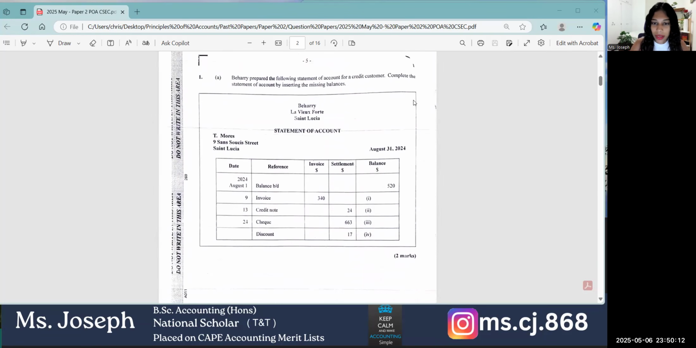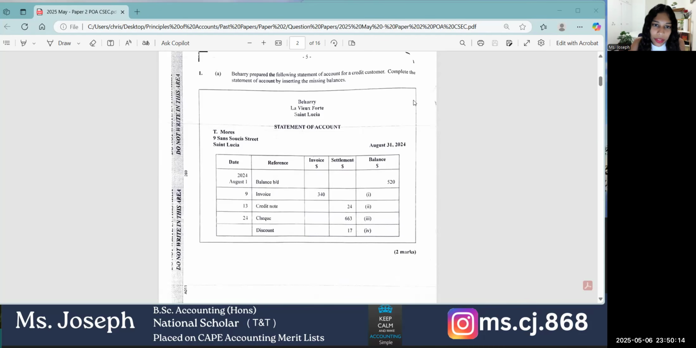Number 1, part A. Bihari prepared the following statement of account for a credit customer. Complete the statement of account by inserting the missing balances. They would like us to complete the statement of account for one of our credit customers. Credit customer meaning that he is buying goods from us, but he is not paying us immediately.